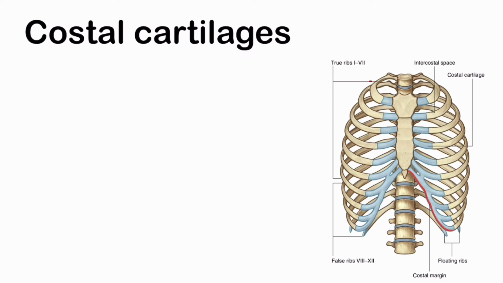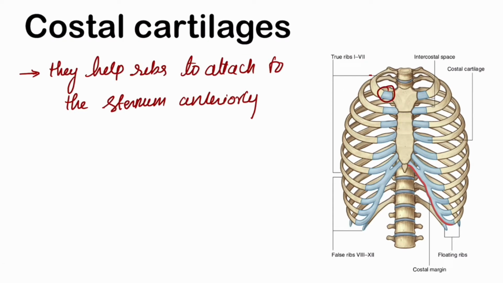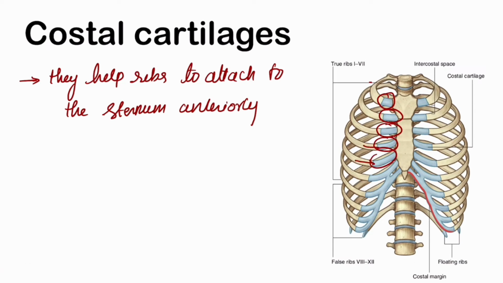Now let us look at the costal cartilages. Costal cartilages help ribs to attach anteriorly to the sternum. The blue color here shows the costal cartilages. These are the extensions of the ribs which help ribs to attach to the sternum anteriorly. These costal cartilages also provide elasticity to the thoracic wall.